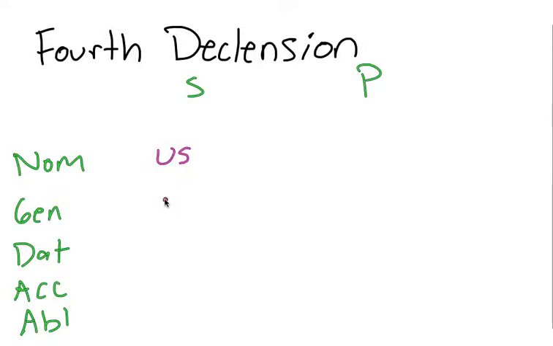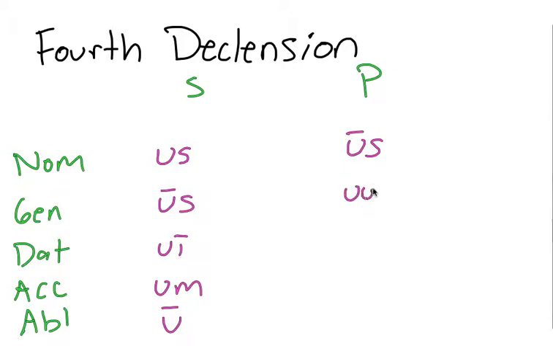Okay, so -us, then genitive is -ūs, a long U. Dative is -ui, accusative and ablative -um and -u. So -us, -ūs, -ui, -um, -u. So lots of U's in fourth declension. And then in the plural, it's -ūs, and then genitive plural is -uum, two U's. It's a fun one to say. And then dative is -ibus, okay, changes to an I. And then accusative is -ūs, long U, and ablative is -ibus. So -ūs, -uum, -ibus, -ūs, -ibus.